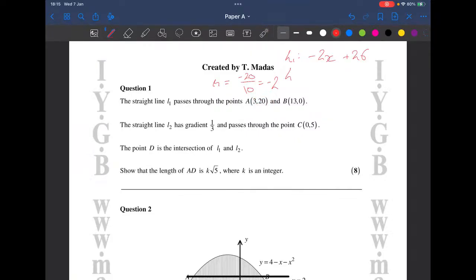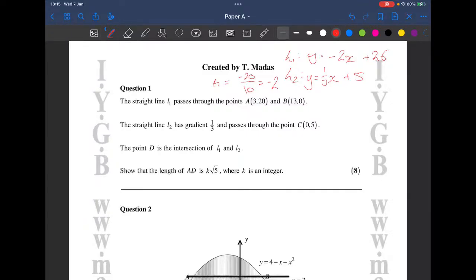Same idea for L2, but L2 is a little bit easier. We've been given the gradient of a third. And if you look at point C, the x coordinate is 0. So the 5 we have there is just the plus c, i.e. plus 5. So both of these should be y equals as well. Just move that over a little bit.